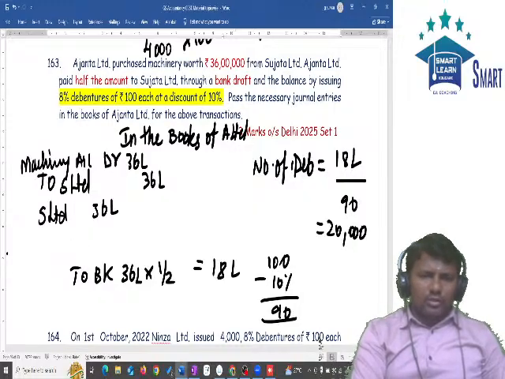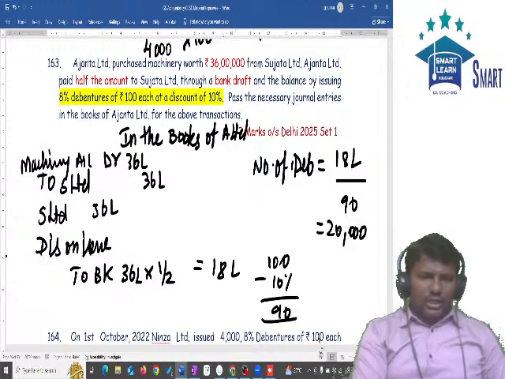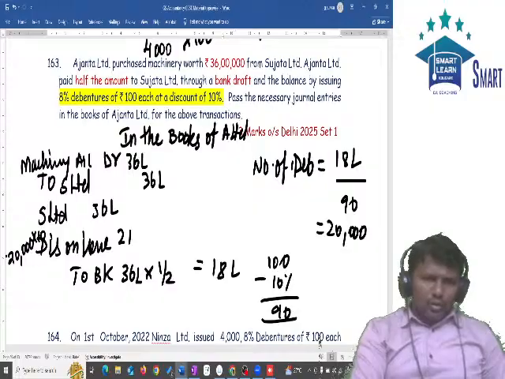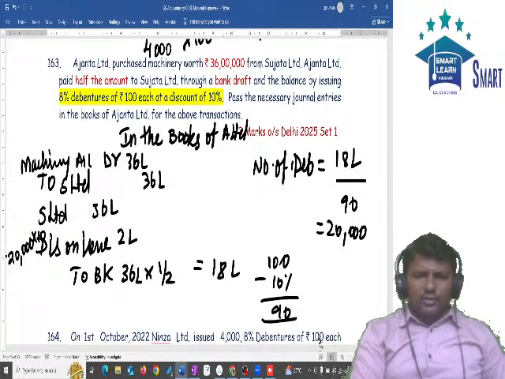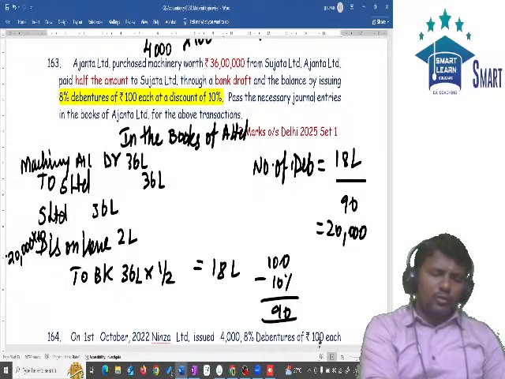Also we have discount. So discount account should be debited. Discount on issue of debentures account should be debited. How many debentures are issued totally? 20,000 debentures are issued at a discount of 10 percentage, 10 rupees. 20,000 into 10 will give you 2 lakh.